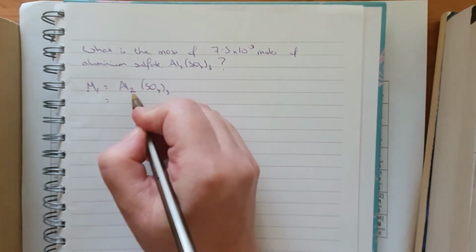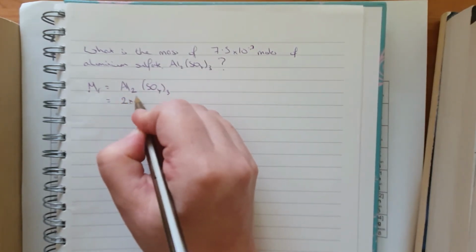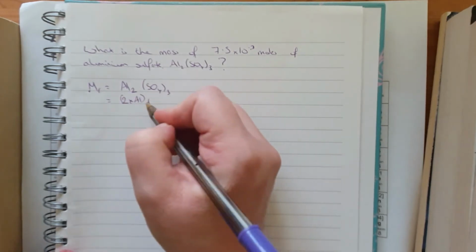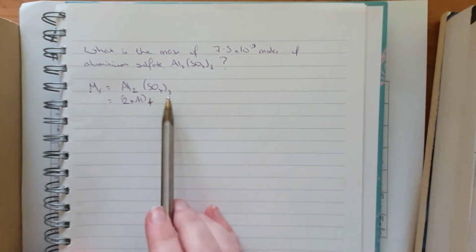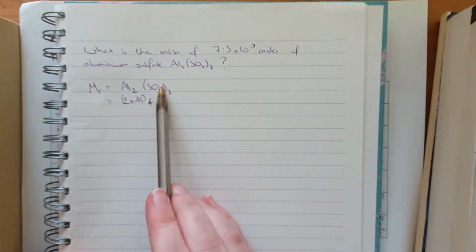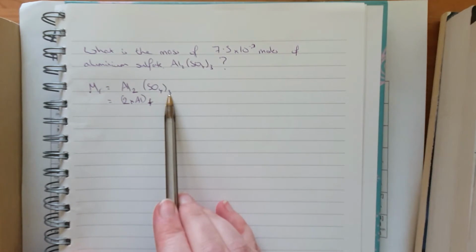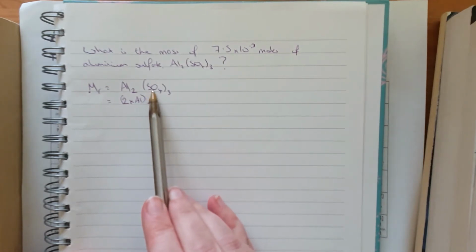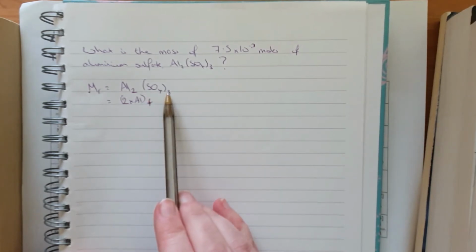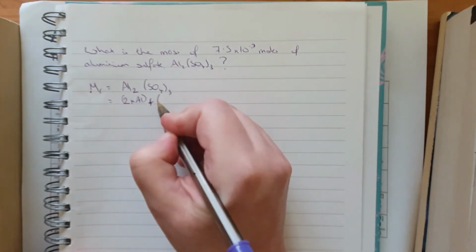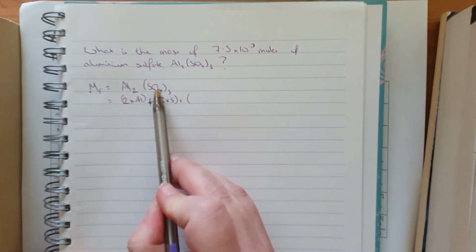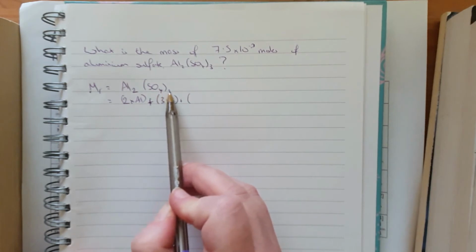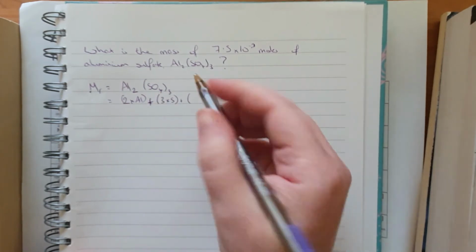So I've got 2 Al's because there's a 2 after it. Now I've got a bracket. And brackets make things a little bit trickier. So this number multiplies everything inside the brackets by 3. So I've got 1 S because there's no number after it. And 1 times 3 is 3. So I've really got 3 S's. I've got 4 O's, but 4 times 3 is 12, so I've got 12 O's.